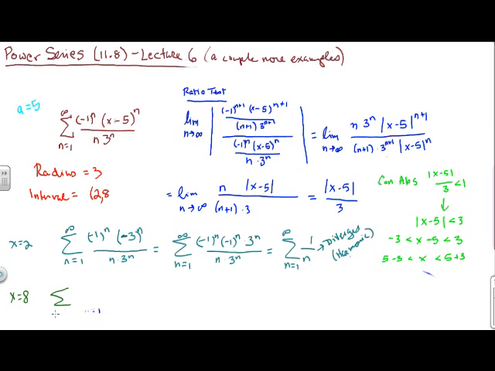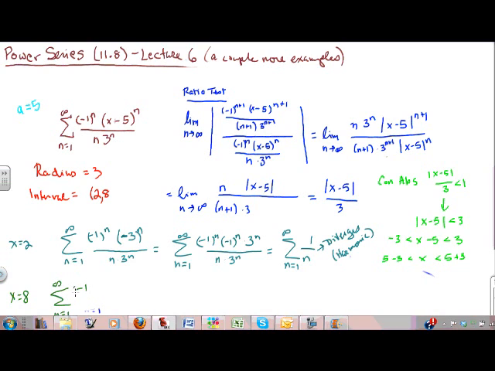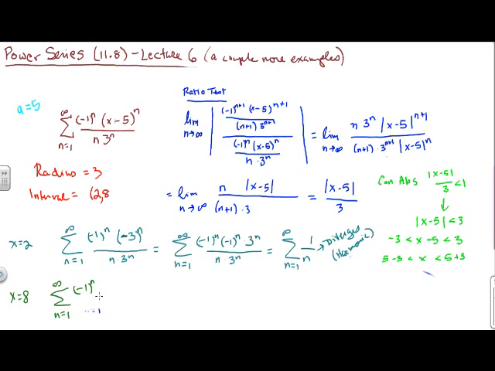So this is the sum from n equals 1 to infinity of negative 1 to the n, 8 minus 5 is 3, right? 3 to the n over n times 3 to the n. And the 3 to the n's cancel. And I get the sum from n equals 1 to infinity of negative 1 to the n over n. And this converges, right, because it's the alternating harmonic series. The alternating series test tells us it converges.